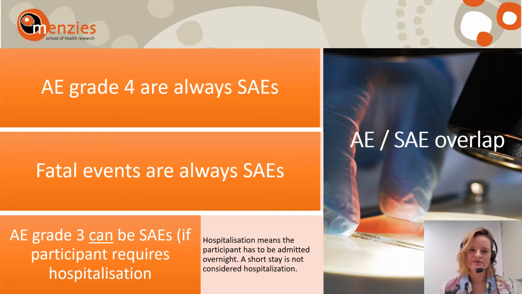AEs and SAEs overlap. An AE grade 4, life-threatening, is always an SAE. A fatal event is always an SAE. An AE of grade 3, severe, can be an SAE if the participant requires hospitalization. We define hospitalization as a participant being admitted for an overnight stay. A short stay for socioeconomic reasons or personal reasons is not considered hospitalization.